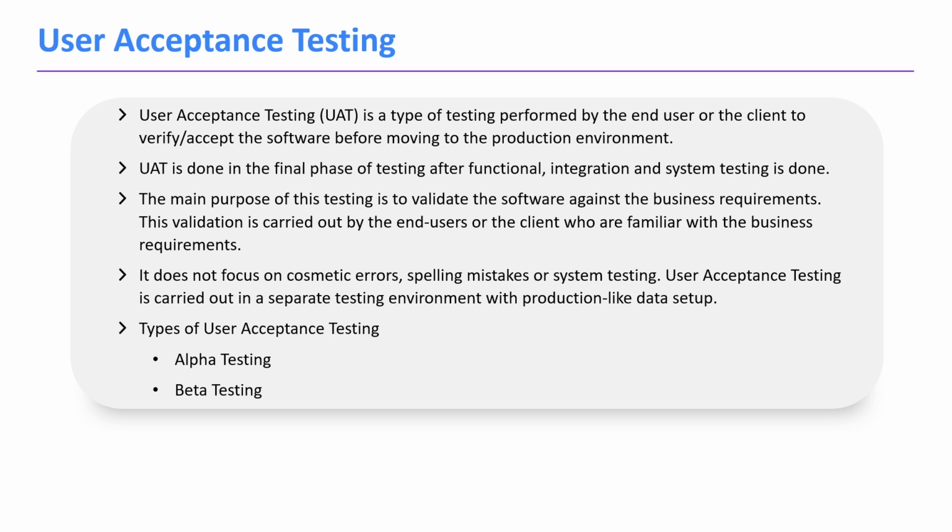UAT does not focus on cosmetic errors, spelling mistakes or system testing. User acceptance testing is carried out in a separate environment with a production like data setup. Means the exactly same replica of production environment is created. In that environment, the UAT testing is conducted. There are two types of user acceptance testing, alpha testing and beta testing.